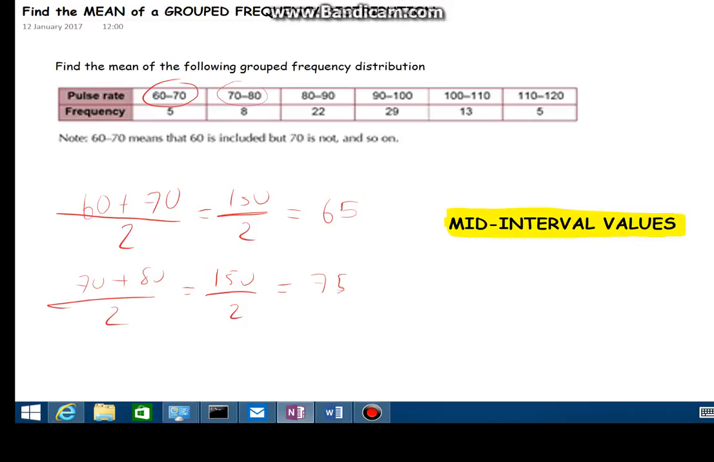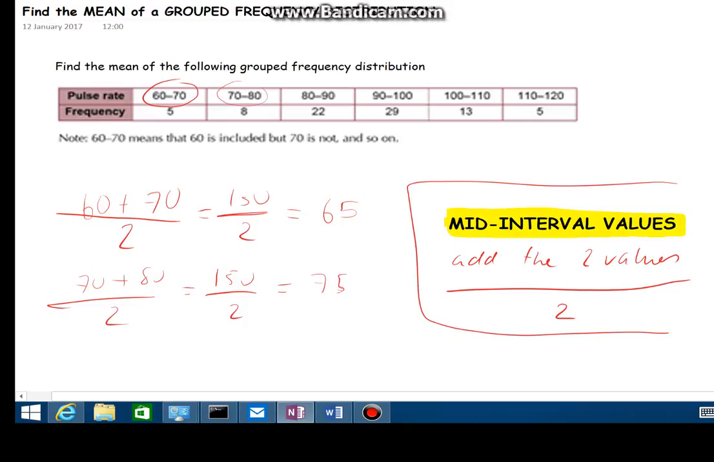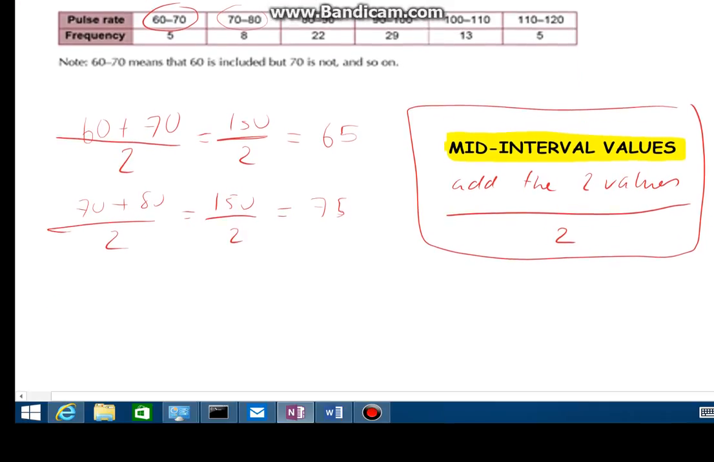And by all means that's right, but if you do find it difficult to do so, just remember all you do is you add the two values and divide it by 2, and that's how you find your mid-interval value. And that's really important for group frequency tables. So once we've that done, we actually end up drawing out our table again.